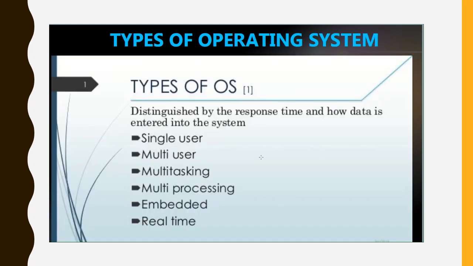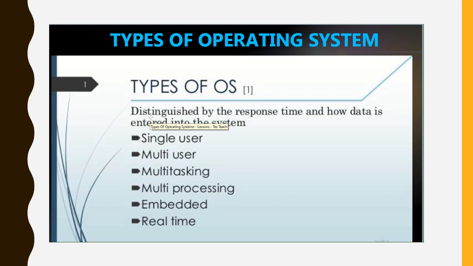Even there are many other functions as well, but they are also included in these 10 functions. Okay. Next, types of operating system. There are various types of operating system. What are the types? First is single user, multi-user, multitasking, multiprocessing, embedded, and real-time. We'll see all the types of operating system one by one.